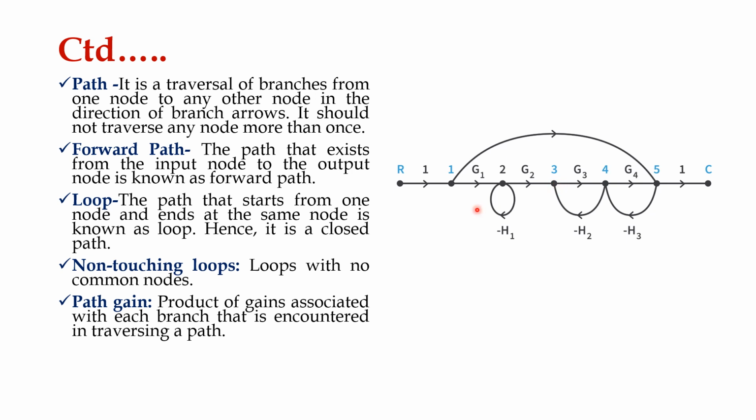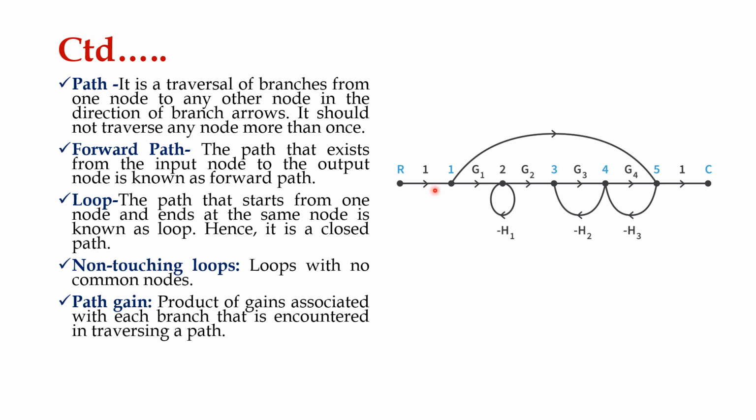And next, what is non-touching loop? The loops with no common node are known as non-touching loops. Here this is the self loop and this loop is the normal loop, both not having any common node. So both the loops are known as non-touching loops.